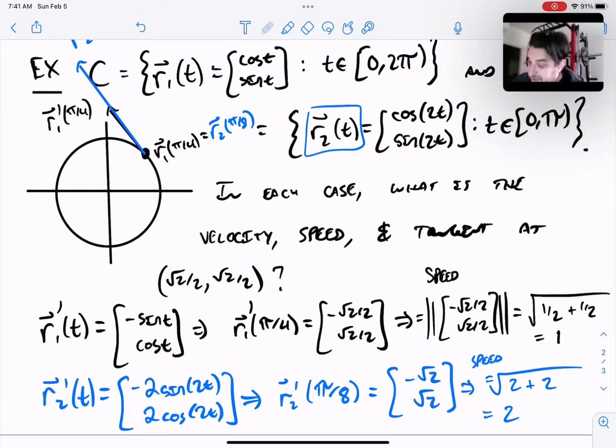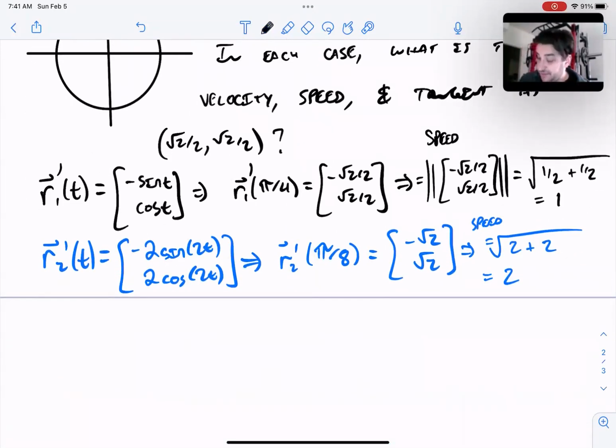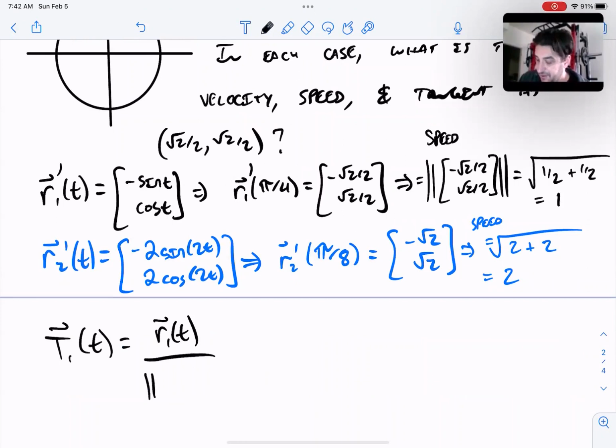But the tangent vectors will be the same here, right? Because what happens in the case of the tangent vector, if I do the tangent vector for R1, I'm doing R1 prime over the magnitude of R1 prime.